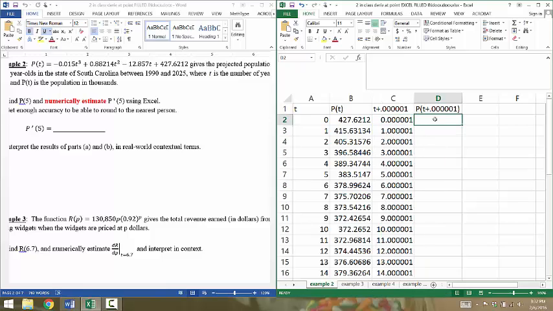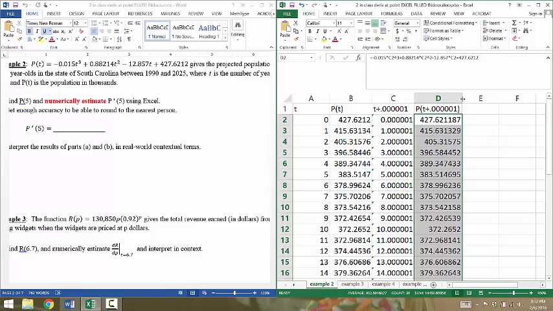Next, I need to evaluate the function at that x value shown in column C. So, using the given formula, the third degree polynomial, column D will equal negative 0.015 times the value in column C, that x value, raised to the third, plus 0.88214 times that x value raised to the second, minus 12.857 times that x value, plus 427.6212. I drag it down. I do resize my column.